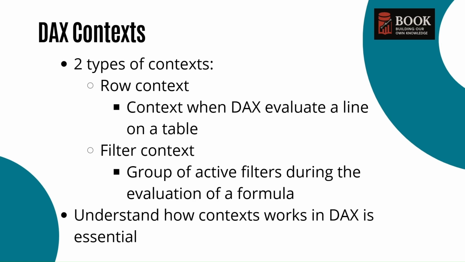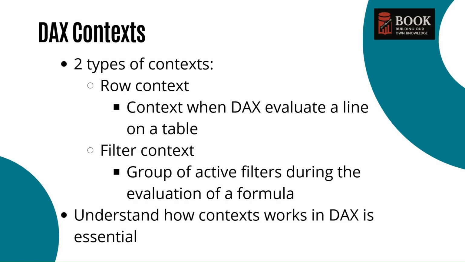The most important thing to work with DAX is to understand how contexts work. There are two types of contexts, the row context and the filter context. The row context is the context used when DAX evaluates a line on a table. The filter context represents the group of active filters that are working during an evaluation of a formula.